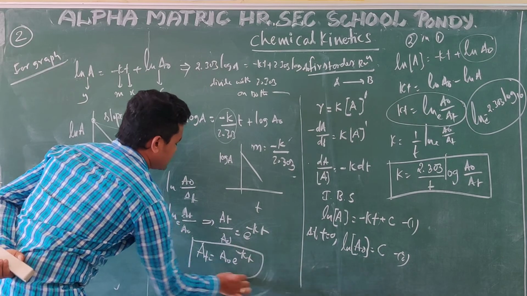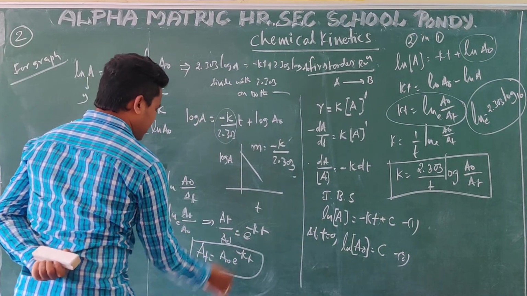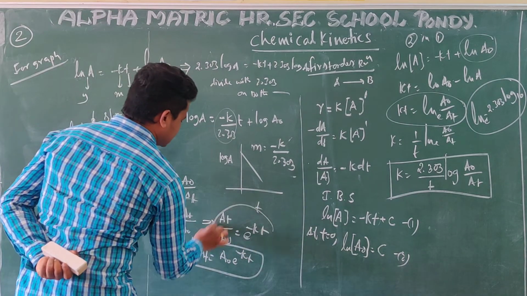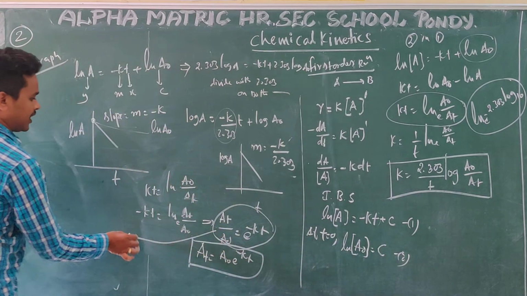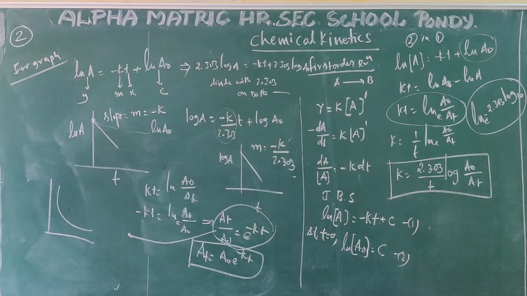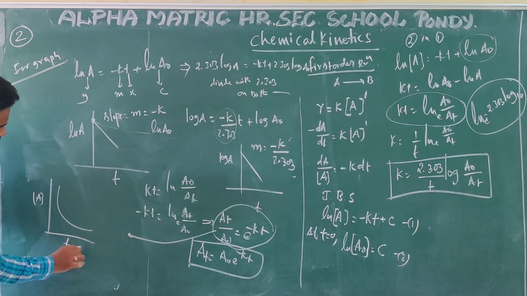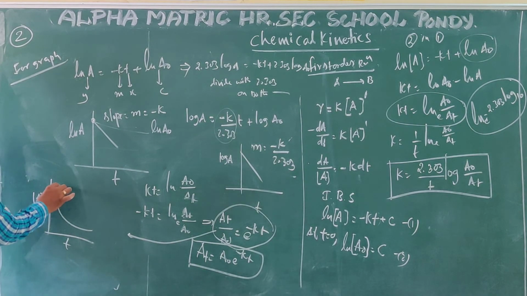This is also another form of the first order reaction. For this expression, what is the graph I can write? The graph comes like this, an exponential graph. The concentration of A is on this side and time is on the x-axis. This exponential graph will come like this. This also belongs to first order reaction.